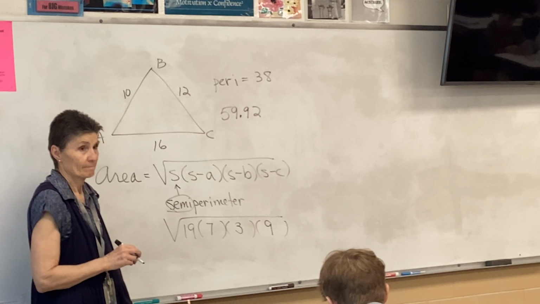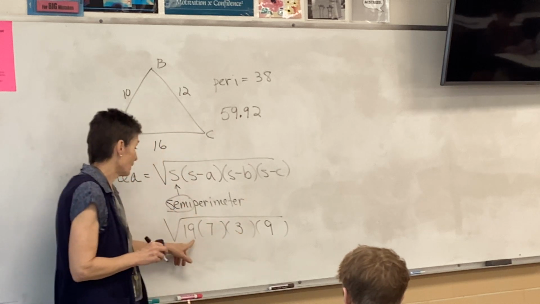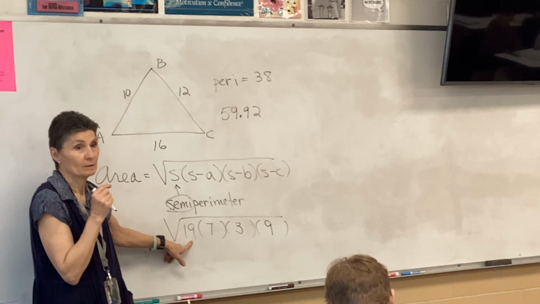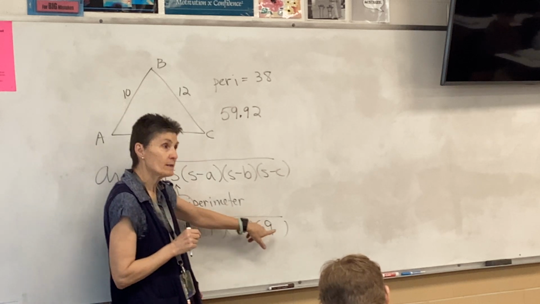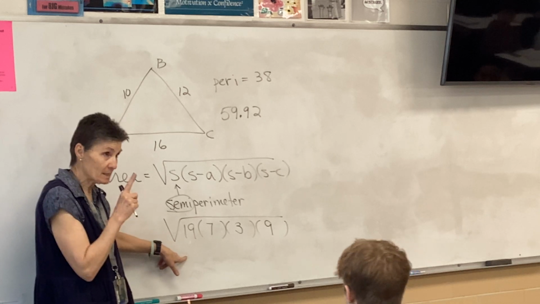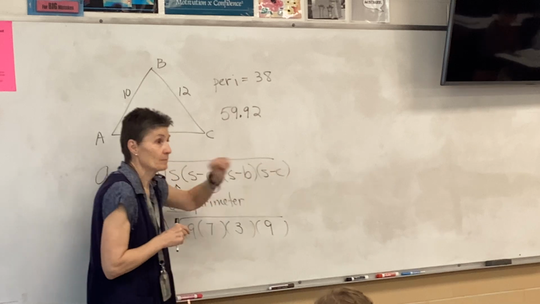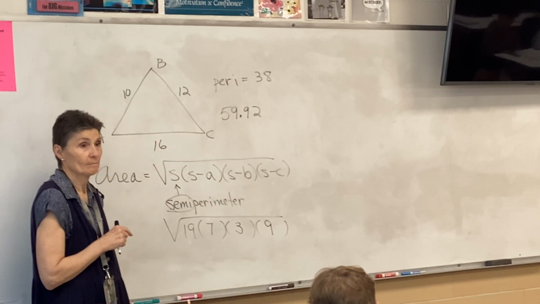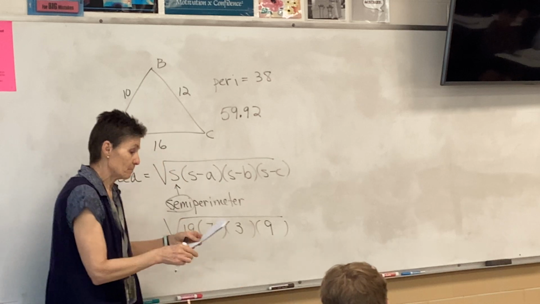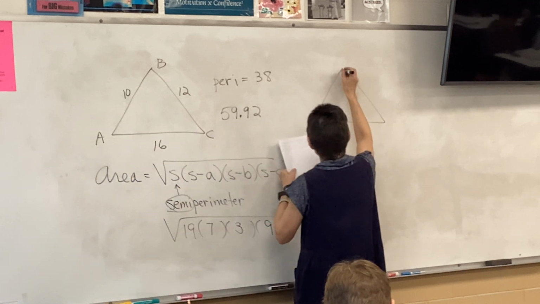Where did all these numbers come from? The first one is the semi-perimeter. And then where did we get these three numbers? We took 19 minus each side. That's it. Let's skip to D, because it's the same thing.